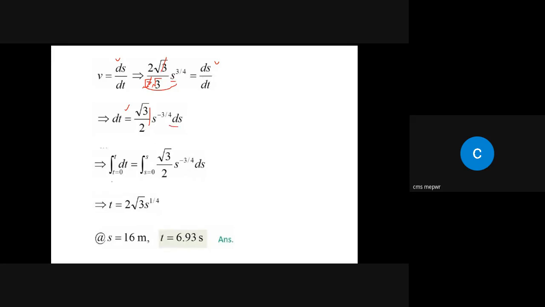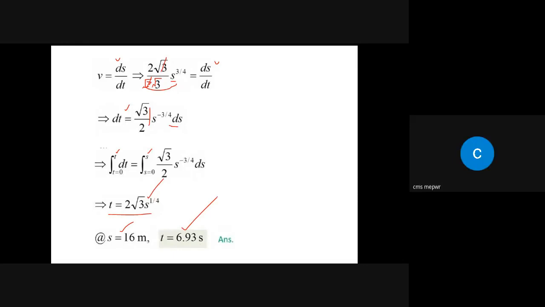When you integrate it between the time limit t is equal to 0 and t, this is basically what needs to be identified. Initial position is s is equal to 0, final is 16. So we will get this equation. What we need to do is find out the time interval when s is equal to 16. Put s is equal to 16 here, and you will get your required time.